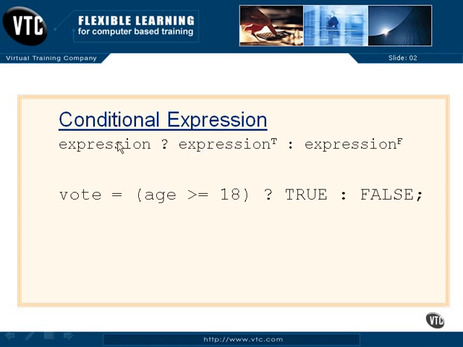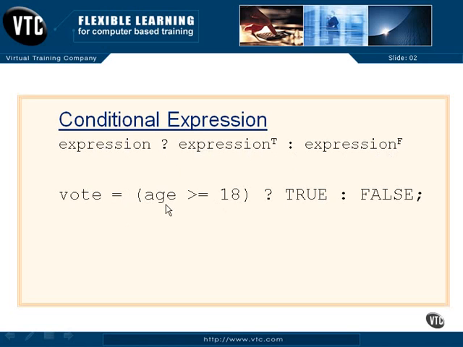If this expression resolves to be 0 or false, then this series of statements, this expression on the right-hand side of the colon, is what gets executed. So here's an example down here. Here's our assignment that we're going to do. The "vote equals" is not really part of the conditional expression. That's just an assignment when we're done.